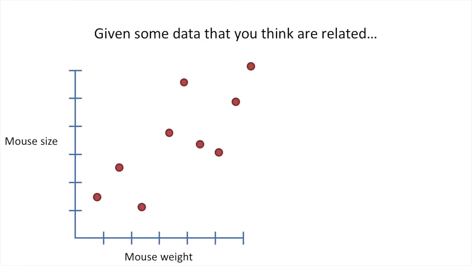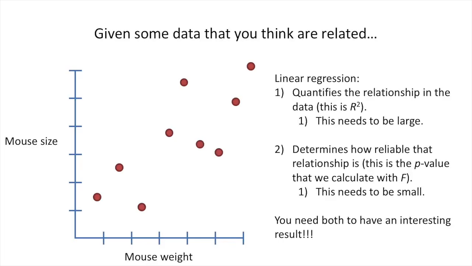Now let's review the main ideas. Given some data that you think are related, linear regression quantifies the relationship in the data. This is r squared. This needs to be large. It also determines how reliable that relationship is. This is the p-value that we calculated with f. This needs to be small. You need both to have an interesting result.